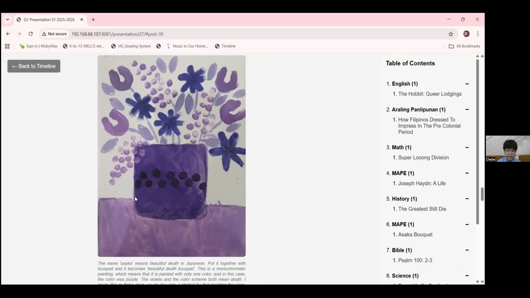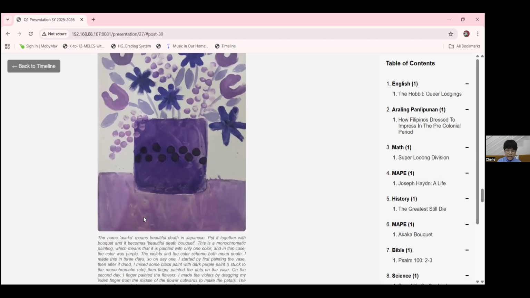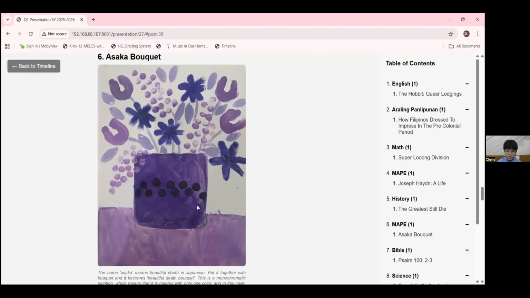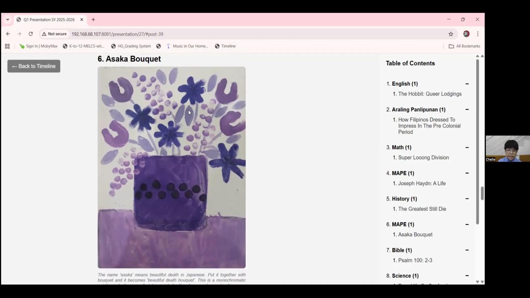The table I made by taping the edges, and then I painted it using a violet tint. Okay. And then I painted the flowers, sorry, the leaves, the vase, and the table, all painted via brush. The vase pattern and the flowers were all painted via finger. And the middle of the violets are fingernails.